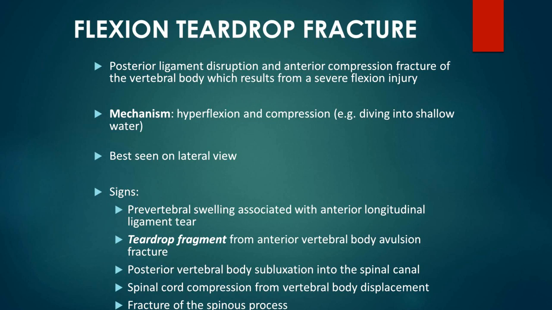So flexion teardrop fracture. These come from posterior ligament disruption and anterior compression fracture of the vertebral body, which results from some type of severe flexion injury. Again, these can be caused by dive injuries from that hyperflexion with compression. Best seen on plain films on the lateral view, you'll get prevertebral swelling associated with this, an anterior longitudinal ligament tear. You can see a teardrop fragment from the anterior vertebral body that's a small avulsion fracture. You'll see some posterior body subluxation into the spinal canal with spinal cord compression and fracture of the spinous processes here.